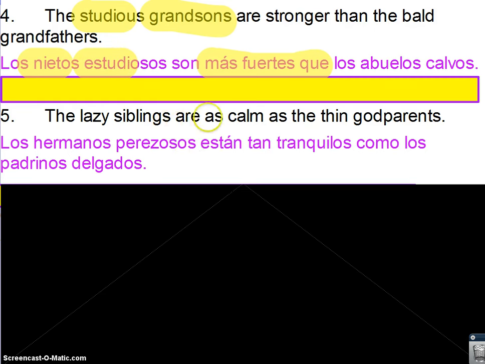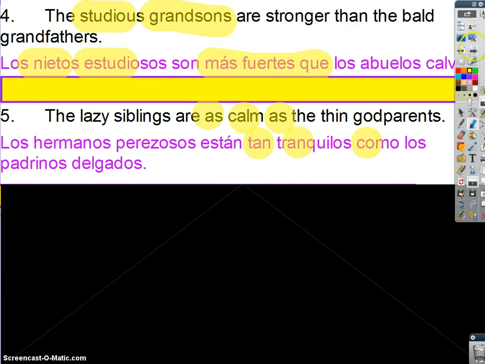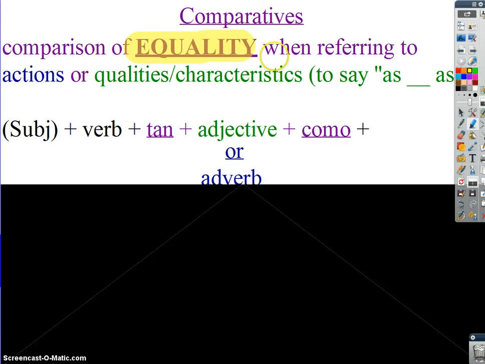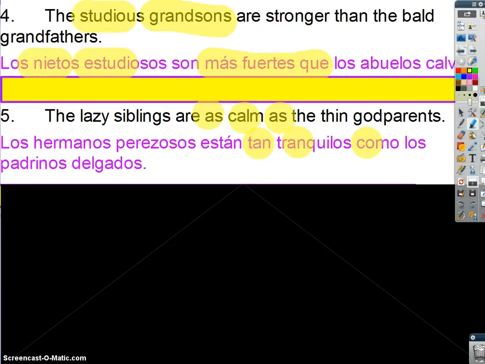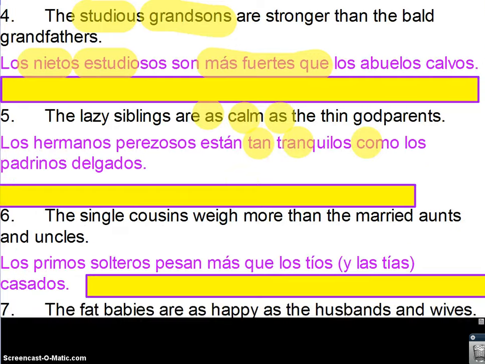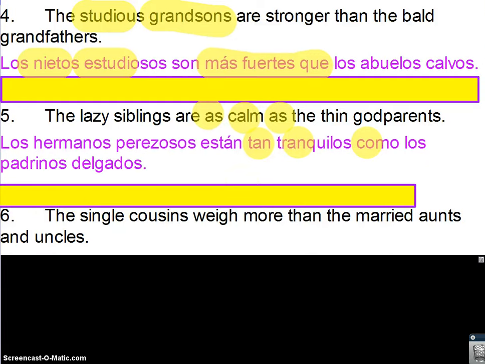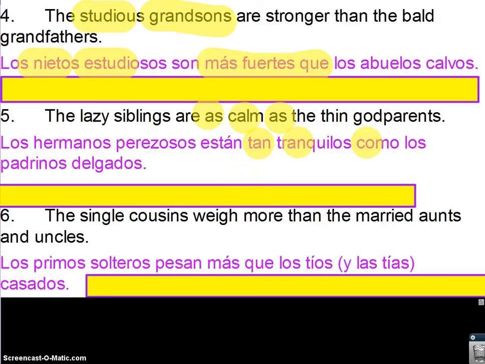All right, the lazy siblings are as calm as the thin godparents. This time we're saying as blank as. How do you say as blank as? Tan blank como. It's in your notes under comparisons of equality to say as blank as. It's tan blank como. Okay, number 6. The single cousins weigh more than the married aunts and uncles. That has to do a lot with vocab. We're just saying weigh more than. And for aunts and uncles, you can just say los tíos. If you said y las tías, or you switch those two around, that's fine.